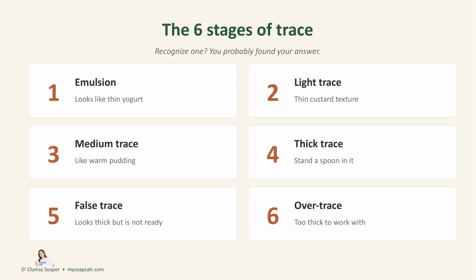False trace fools many beginners. It looks done, but the oils have simply solidified temporarily, often from cooling butters or hard fats. And overtrace means your batter has moved too far too fast, usually leaving you with a lumpy, unworkable mess. Each stage has a purpose, and recognizing them by sight and texture is a core skill every soaper needs to develop.